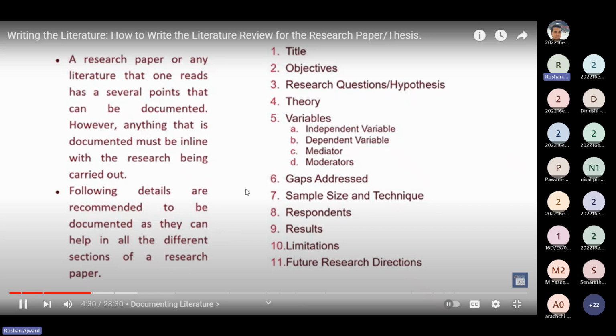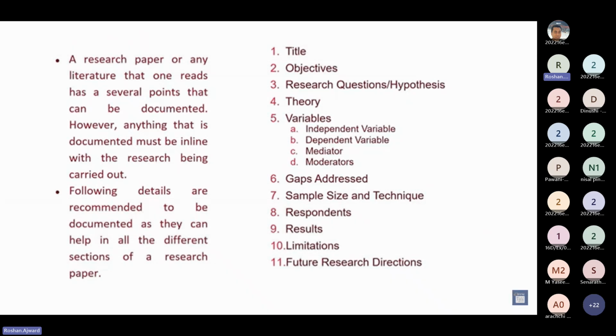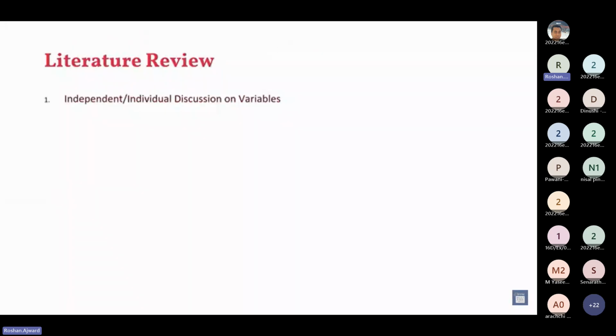What jargon to use, what words to use, what to avoid, what to include. Now, a literature review actually has two sections primarily. Obviously, it may change with the research journal you are targeting, or with the focus of your research. If you are writing a thesis, you write it differently because you have more space. If you are writing a research paper, you write it differently. But primarily, the focus is on two things. First, independent or individual discussion on variables. The second, how to write when developing a framework to establish relationships.